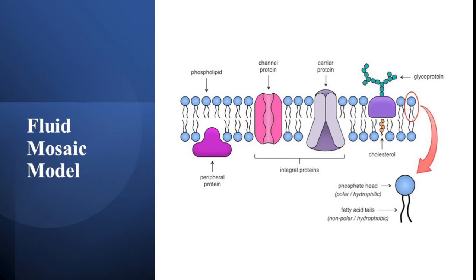There are several different types of models which describe the structure of the plasma membrane, but the fluid mosaic model is the most accepted model that describes the structure of the plasma membrane. The fluid mosaic model was given by Singer and Nicolson in 1972. It explained various observations regarding the structure of the plasma membrane.